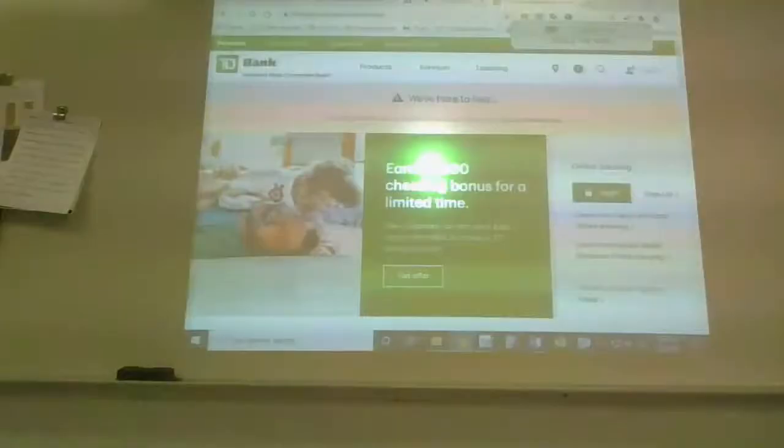The first part of the project is you are set with this scenario of inheriting $10,000. You've inherited $10,000 and you want to be responsible with your money. So you take that $10,000 and you invest it in the bank.